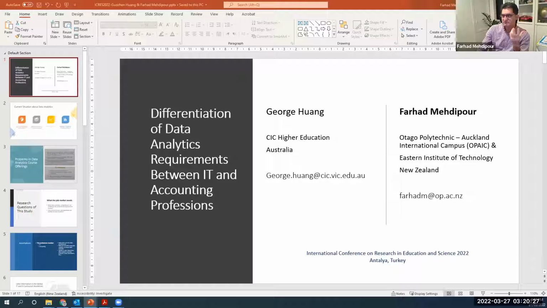With respect to the professions and disciplines, we are focusing on IT and accounting as an example, but it doesn't mean that this research is limited to these two. Our research could be easily extended to other areas and disciplines. But in IT, we have lots of opportunities in data analytics, and it's one of the key areas. And in accounting, it's expanding nowadays. So that's why we have focused on these two areas.